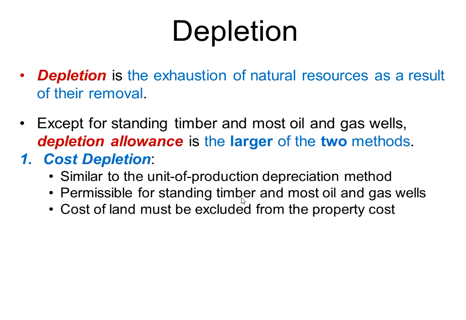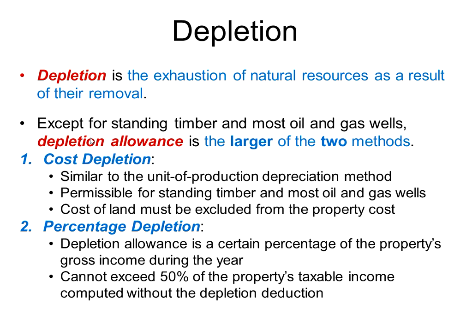It's permissible for standing timber and most oil and gas wells, and the cost of land must be excluded from the property cost. And the second method is percentage depletion. So keep in mind, except for timber and most oil and gas wells, we use the largest depletion allowed by either cost depletion or percentage depletion. Percentage depletion is a depletion allowance that is a certain percentage of property gross income during the year, and it cannot exceed 50% of the property's taxable income computed without the depletion deduction.